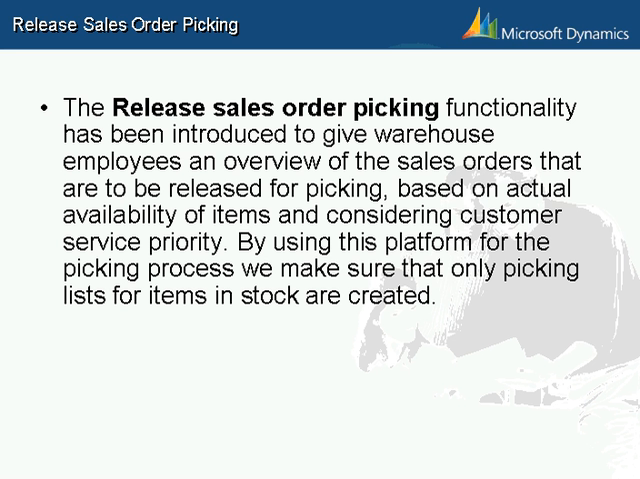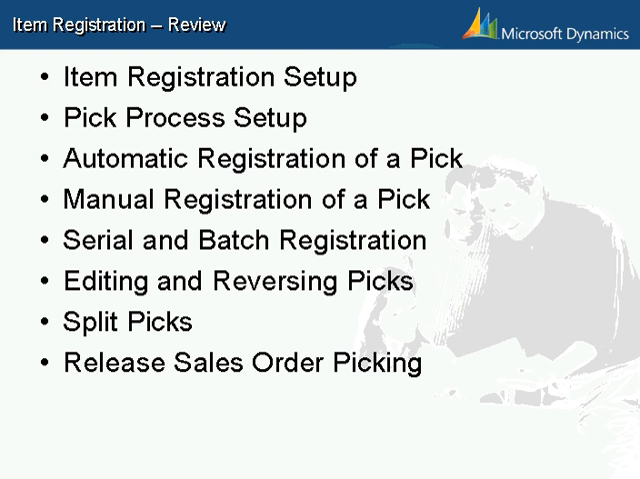Release sales order picking. The release sales order picking functionality has been introduced to give warehouse employees an overview of the sales orders that are to be released for picking based on actual availability of items and considering customer service priorities. By using this platform for the picking process, we make sure that only picking lists for items in stock are created.